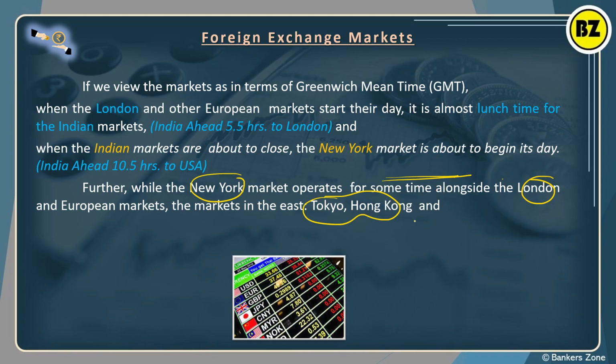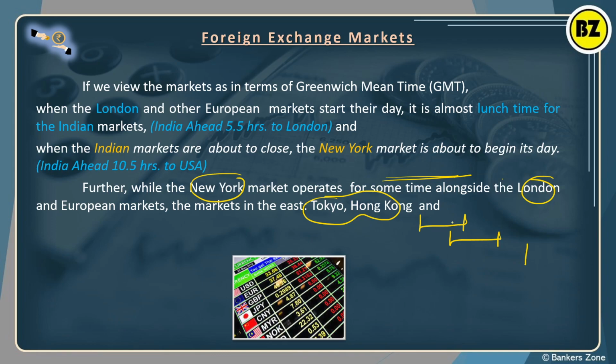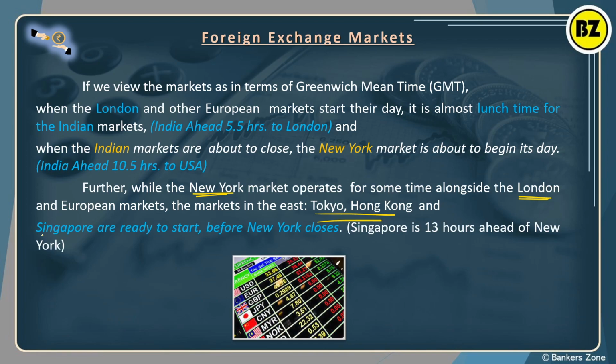For example, New York, this is the time of operation. London, this is the time of operation. And New York or Hong Kong, this is the time of their operation. So this is the time when they can all coincide. Simply, New York, London, Tokyo, or Hong Kong, their market working times can overlap. Apart from that, the important thing, Singapore is ready to start before New York closes.